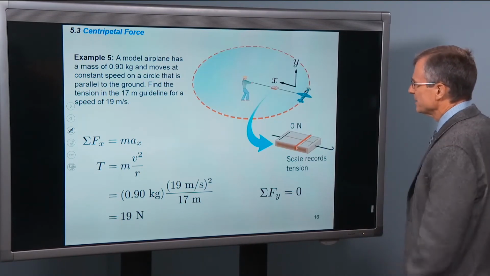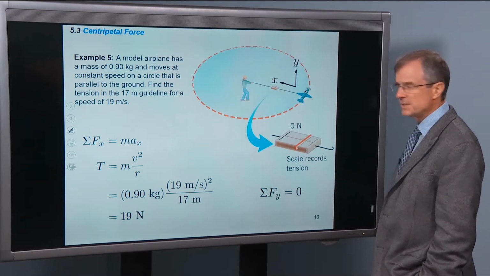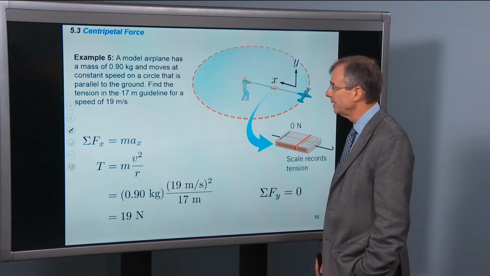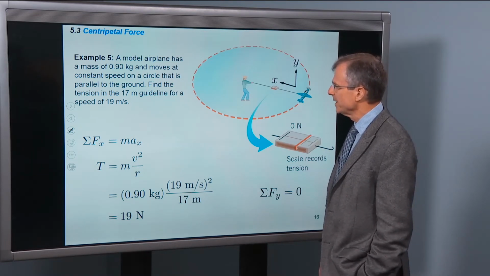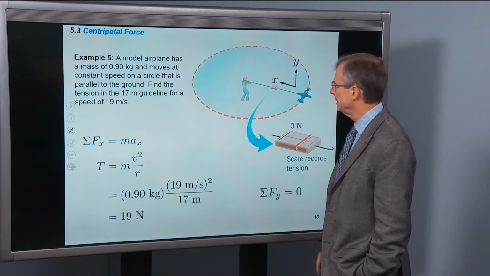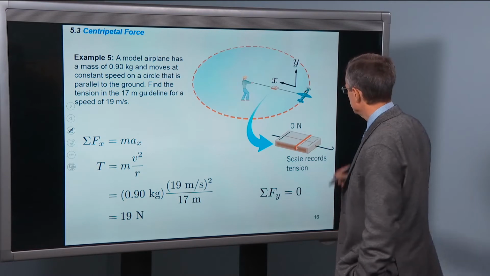A model airplane has a mass of 0.9 kilograms and moves at a constant speed. This is again another control line plane. It moves in a circle that is parallel to the ground. Find the tension in the 17-meter guideline for a speed of 19 meters per second.